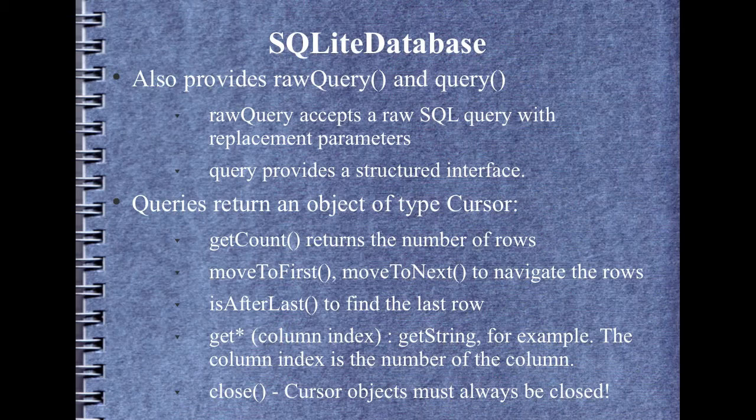the cursor object. We must always close the cursor objects. This is a low-level interface. If we don't close cursor objects, they remain in memory and cause leaks. So we must always close cursor objects.